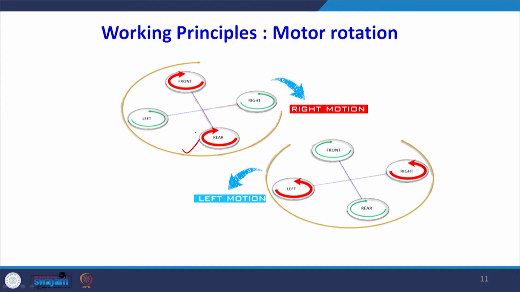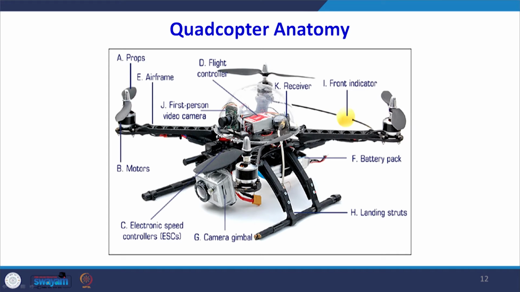So, the front wing and the rear are moving in the clockwise direction, whereas the left and the right are moving in the anti-clockwise direction for the left motion and the right motion. So, by controlling the rotation of these 4 wings in a quadcopter, you can move the quadcopter anywhere in the space in order to collect the data.